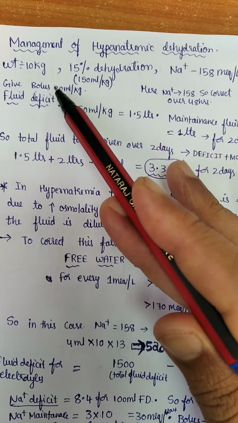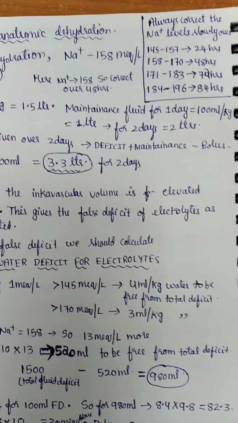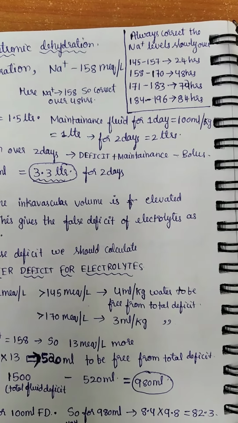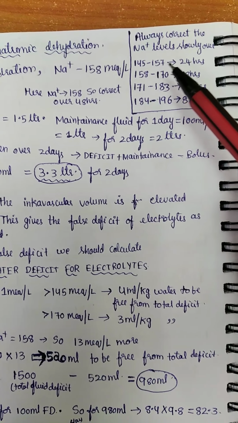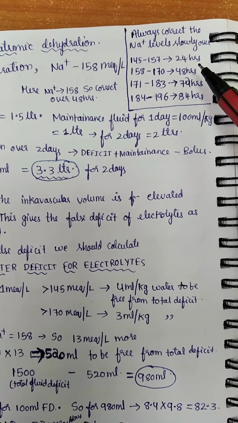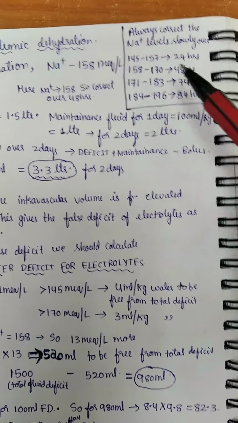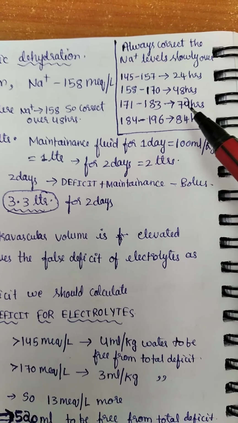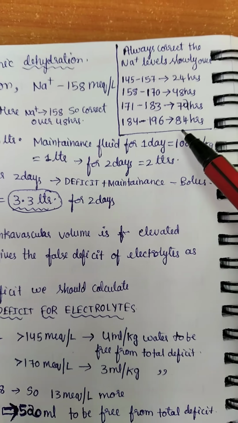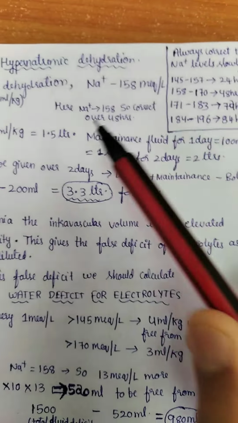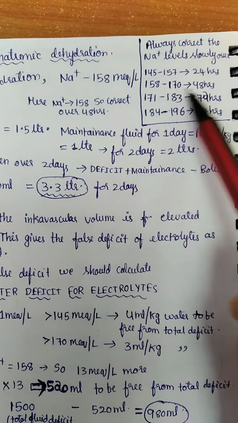First, in severe dehydration we should give a bolus of 20 ml per kg, and always correct the sodium level slowly. In hypernatremia, if the sodium level is 145 to 157 milliequivalents per liter, correct over 24 hours. 158 to 170, correct over 48 hours. 171 to 183, correct over 72 hours. 184 to 196, correct over 84 hours. So here the sodium level is 158 in this case scenario, so correct over 48 hours.